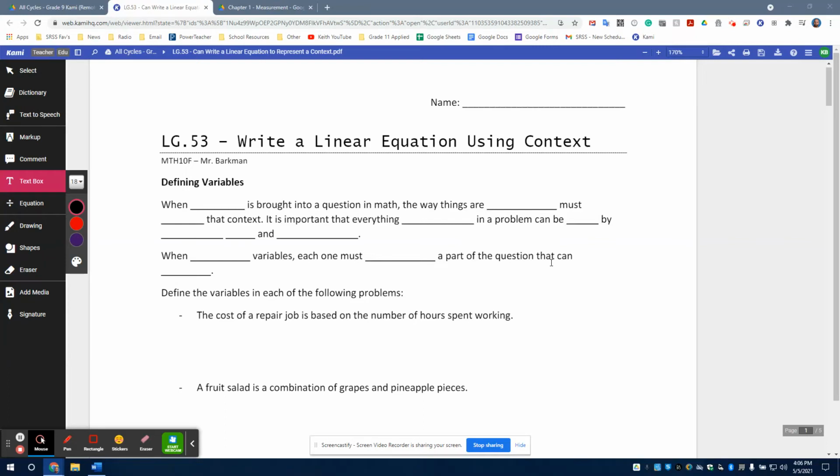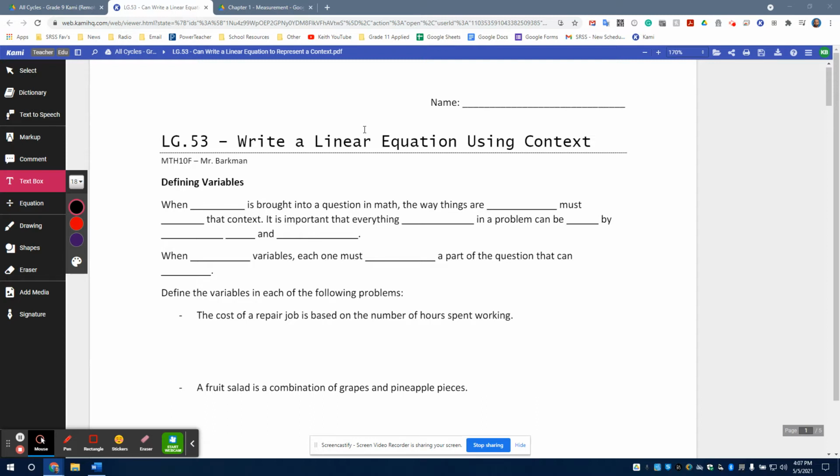All right, so in this video here, we're going to be taking a look at learning goal 53, and that is writing a linear equation using context. Now, it's important that we define what context is. In previous math classes and in a lot of places, and I will use this same term as well, we use the term word problem. Now, word problem often brings about a really scary connotation because it means it's not cut and dry.